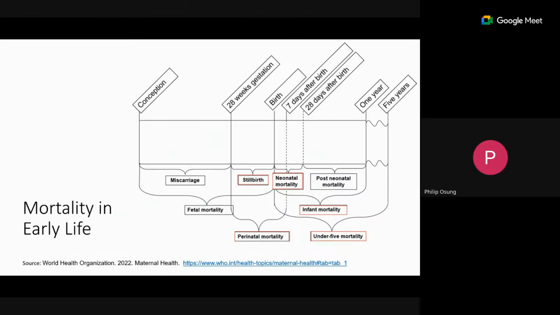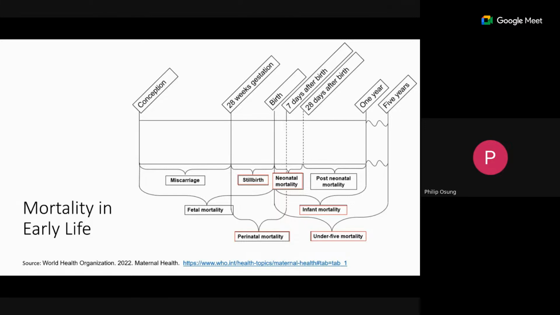So for neonatal mortality, this encompasses miscarriages, stillbirth, and then death within 28 days after birth, right? And then infant mortality is usually within 1 year of life, and then under 5, within 59 months. That is just before the child turns 5 in completed years.